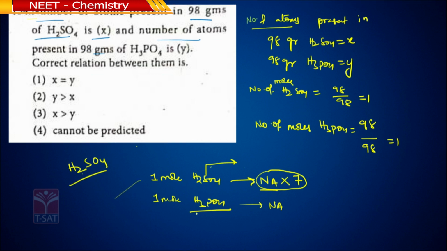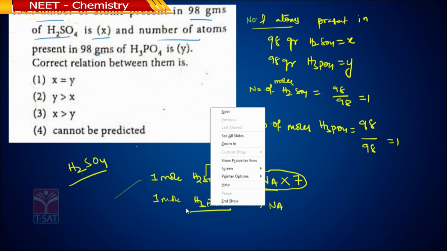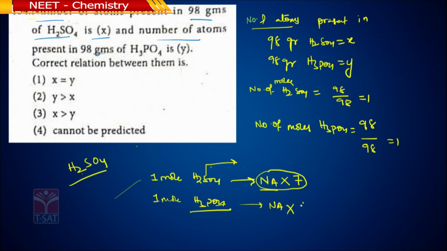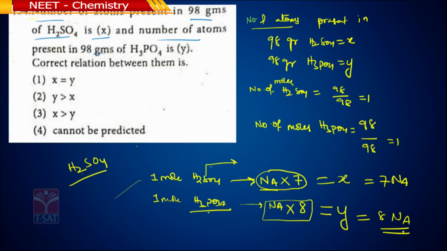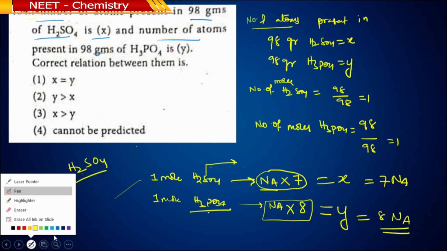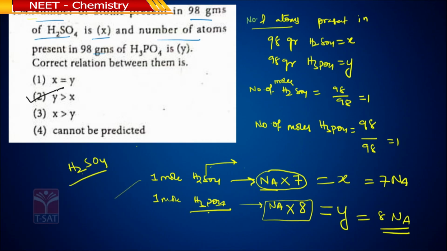In H3PO4 how many atoms do you have? 4 oxygens plus 1 phosphorus is 5, plus 3 hydrogens, total 8. So 1 molecule of H3PO4 has 8 atoms, so Avogadro number of molecules means 8 into Na. H2SO4 is X and H3PO4 is Y. X has 7 into Avogadro number of atoms and Y has 8 into Avogadro number of atoms. So what is the relation between X and Y? Y is greater than X, so option 2 is correct.